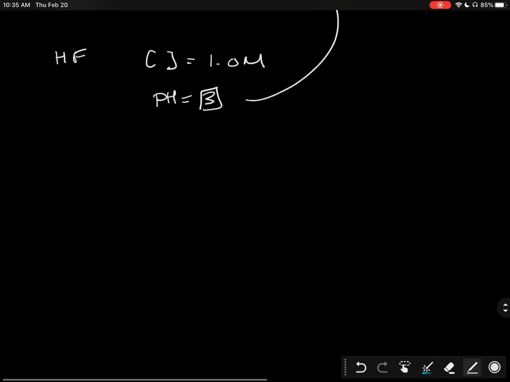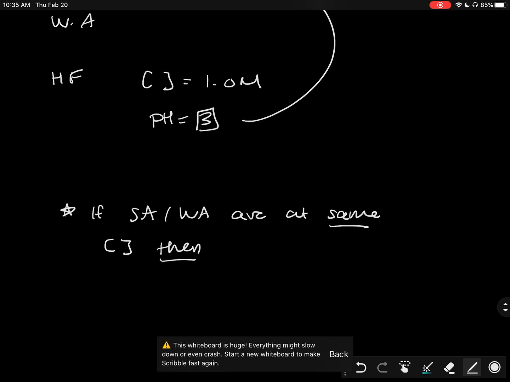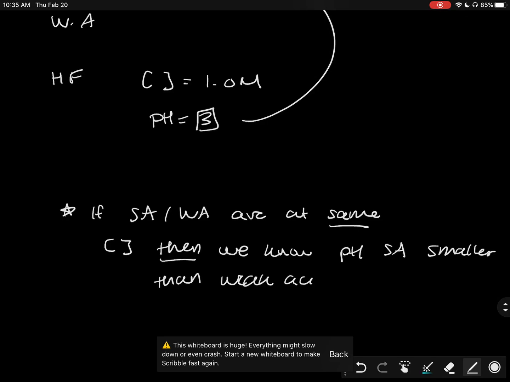So if the strong acid and weak acid are both at the same concentration, then we know the pH of the strong acid is going to be smaller than the weak acid. But it has to be at the same concentration in order for us to make that conclusion.